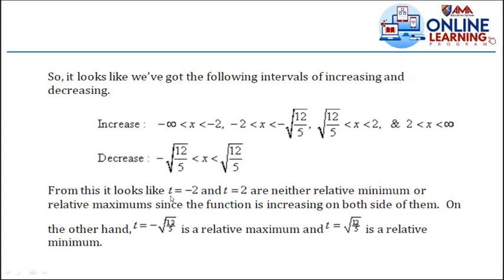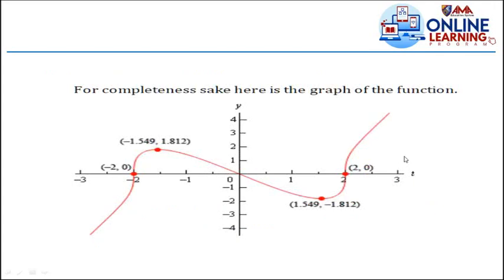From this, it looks like t is equal to negative 2 and t is equal to 2 are neither a relative minimum nor a relative maximum, since the function is increasing on both sides of them. On the other hand, t is equal to negative square root of 12 all over 5 is a relative maximum, and t is equal to square root of 12 all over 5 is a relative minimum. Okay? So this is our illustration.